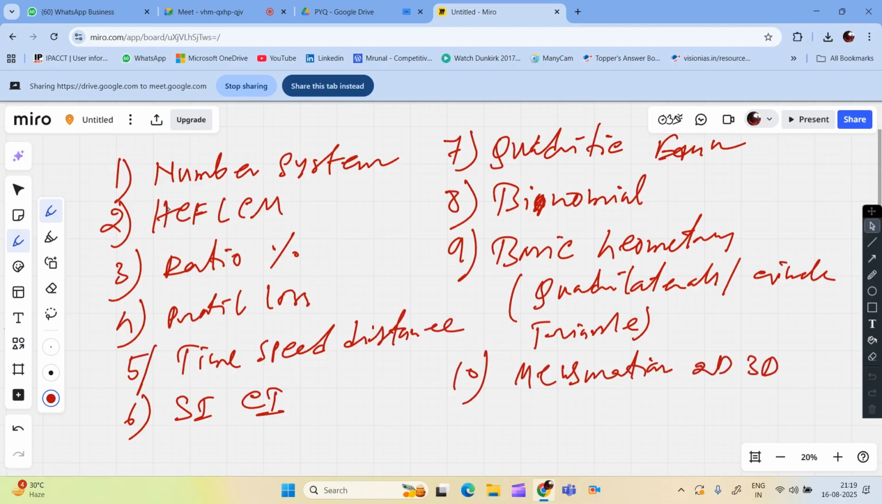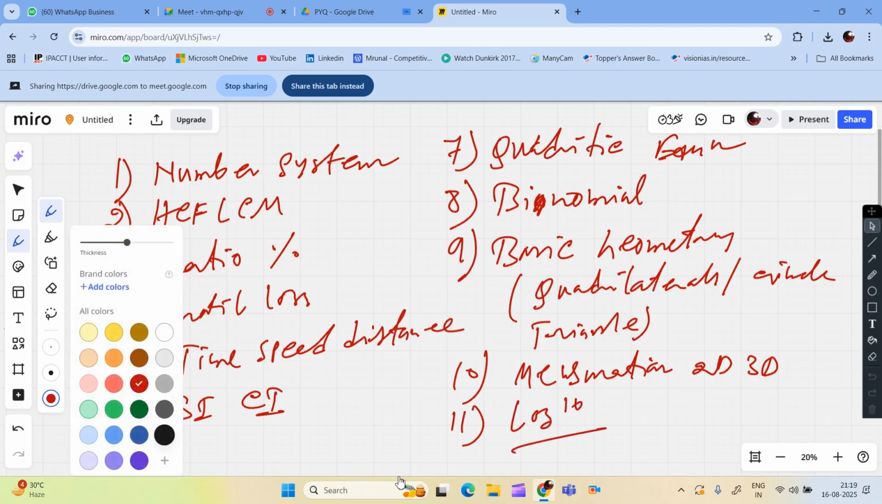Now, the most important part. Many of you might think that, sir, you are giving too many chapters, but in order to maximize your overall numbers, you need to study this question. Logarithm would be there. Okay, the chapter of logarithm would be there. Now let me come to the advanced part here.